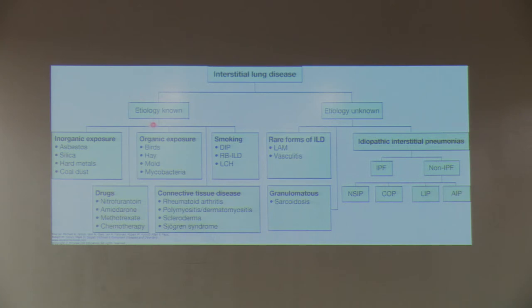If you know the etiology, again, we talked about it, exposures to environmental or occupational agents such as asbestos, silica, metals, coal dust, birds, hay, mold, some bacteria, some smoking. Smoking can also cause some smoking-related interstitial lung diseases as well. Medications, I mentioned bleomycin, methotrexate, amiodarone also is a pretty frequent medication that is used mainly to control the heart rhythm. Unfortunately, it can also cause some toxicity to the lungs as well.